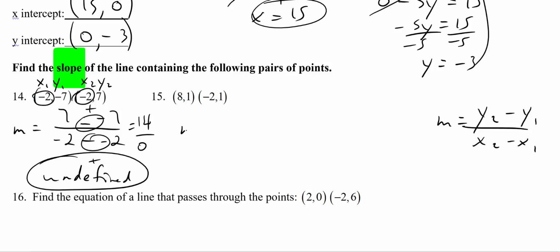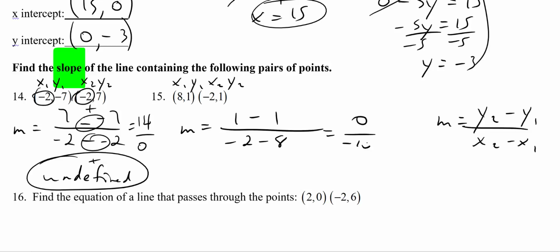Okay, so m equals, again, let's label it x1, y1, x2, y2. So it's going to be 1 minus 1 over negative 2 minus 8. So you get 0 over negative 10, which is 0. So please put 0 on there. Don't put 0 over negative 10. Right? But again, you could recognize it, the y value is the same. So it's got to be a horizontal line. So it's automatically y equals 0.